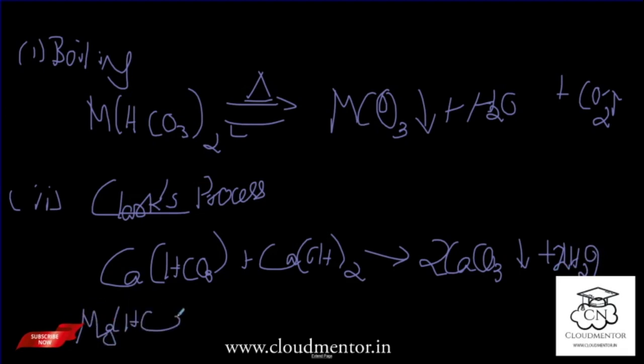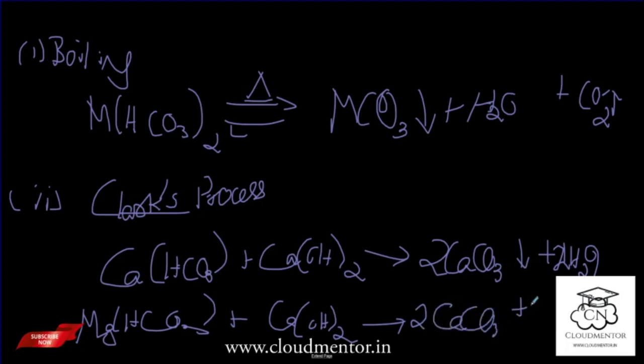Mg(HCO3)2 plus Ca(OH)2 gives 2CaCO3 plus Mg(OH)2 plus 2H2O. Okay, this is Clark's process.